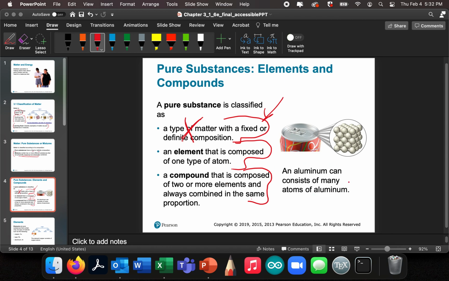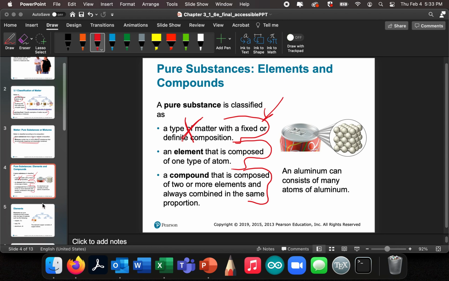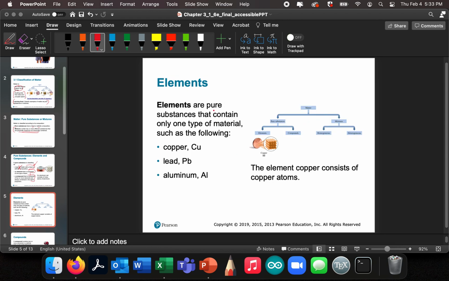So an aluminum can, for example, consists of many aluminum atoms. So there's like a little aluminum atom. Of course, aluminum atoms are not little gray spheres, but it might be a good way to think of it, as a little three-dimensional array of aluminum atoms. That's what an aluminum can is made of. Elements are pure substances that contain only one type of material and cannot be broken down into anything smaller until you get the protons and neutrons and electrons apart.